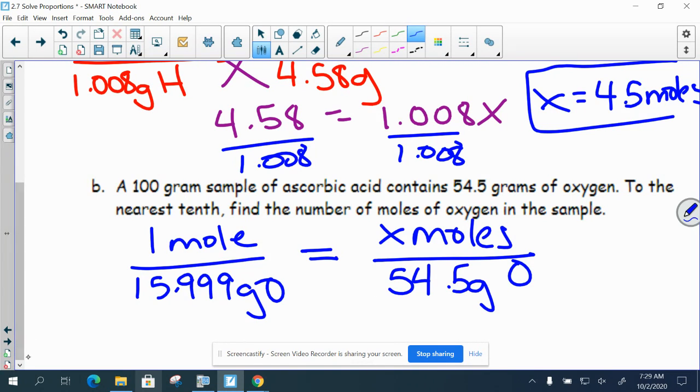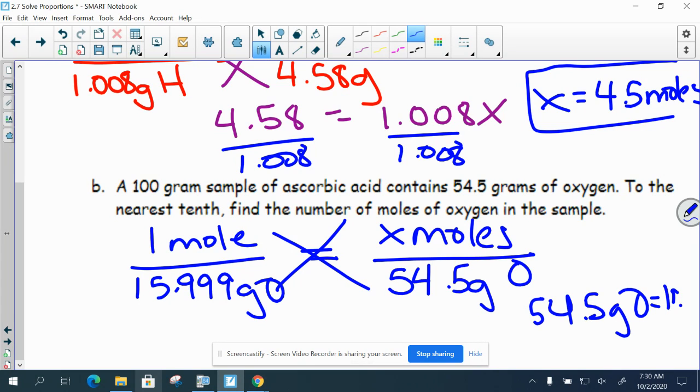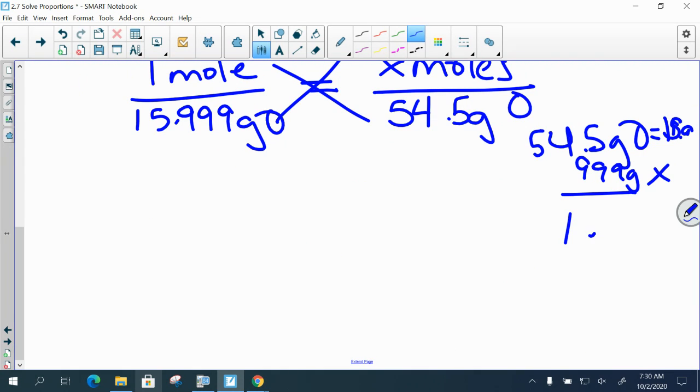Okay, so now I'm going to let you solve. It's the same way you solved up here for part A. So if you pause the video, then you can solve the problem. Okay, so if you cross multiplied, 54.5 grams of oxygen equals the 15.999 grams times x, and then divide both sides by the 15.999, and 54.5 divided by the 15.999 would be 3.4 moles.